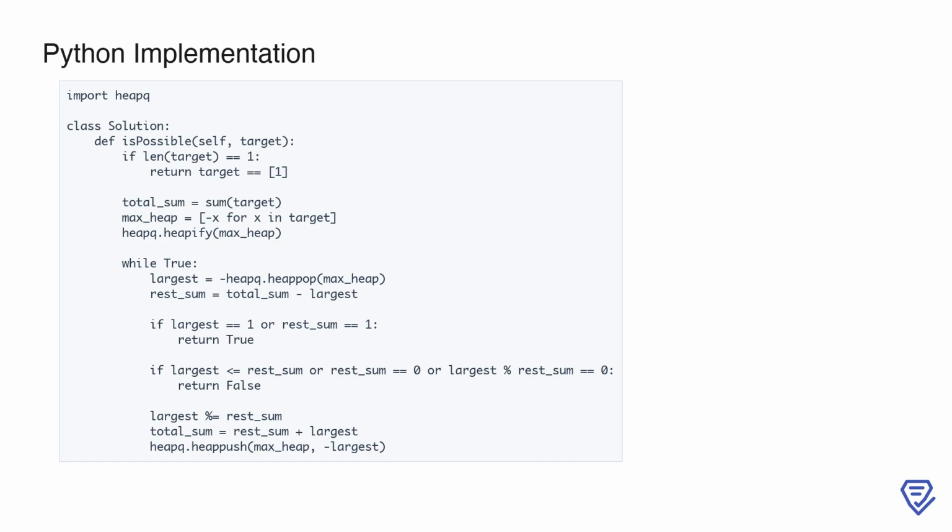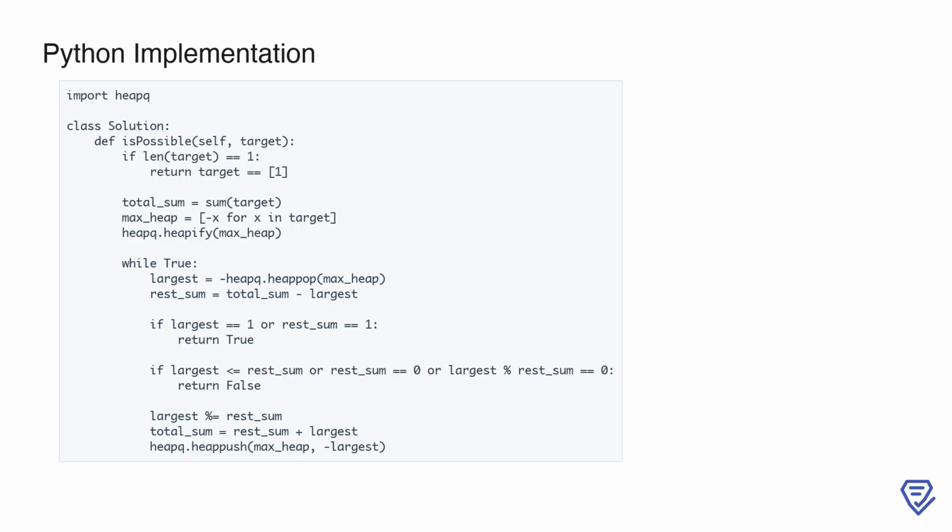2. Initialize variables: the total_sum is calculated as the sum of all elements in the target. A max heap is created by negating all elements. Python's heap implements a min heap by default. 3. Main loop: the algorithm repeatedly retrieves the largest element from the heap. The rest_sum is calculated as the sum of all other elements.